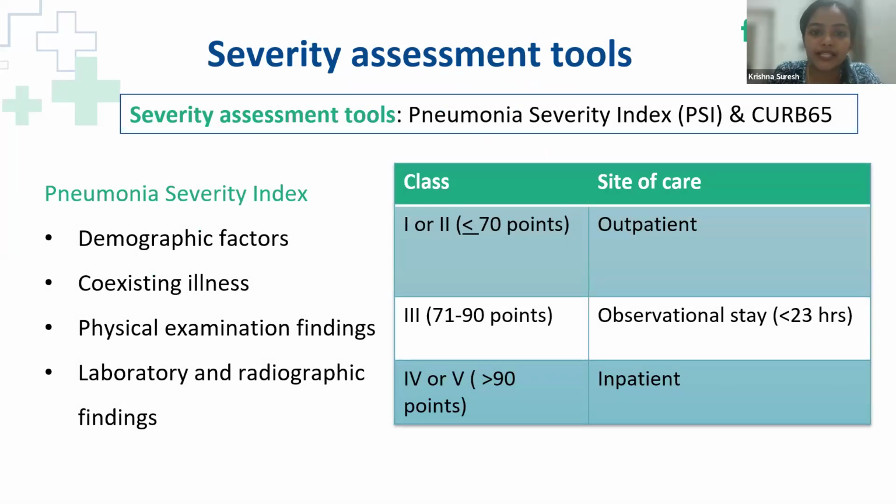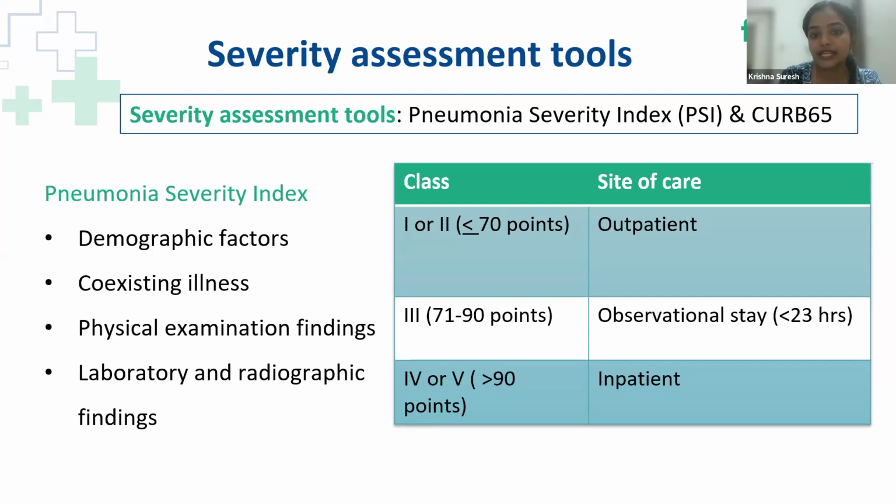And coming to the severity assessment tools, there are two major tools which are used: the Pneumonia Severity Index and the CURB-65 scoring system. These tools are actually used to identify the site of care, that means whether a patient has to be managed as inpatient or outpatient. Coming to the Pneumonia Severity Index, it has different criteria including demographic factors, coexisting illness, physical examination findings, laboratory and radiographic findings. Based upon the scores obtained, there are 5 classes.